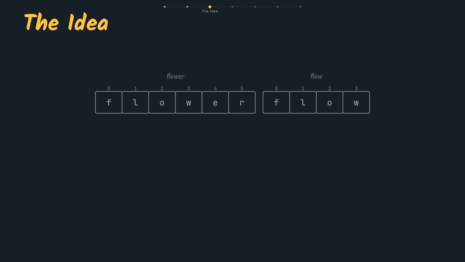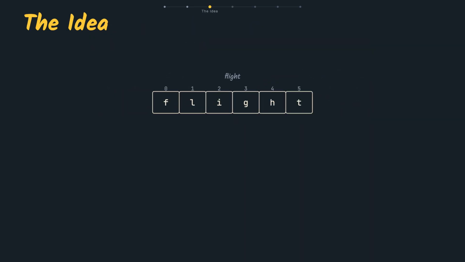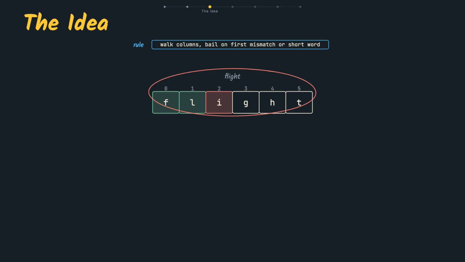Okay, let's slow down. What if we flipped how we look at this? Instead of word by word, what about column by column? Look at the first letter of every word at once. F, F, F all match. Move to column 1. Column 1, L, L, L all match. Column 2, O, O, I. Stop right there. One word disagrees, so the prefix ends. That's the move. Walk down the columns.